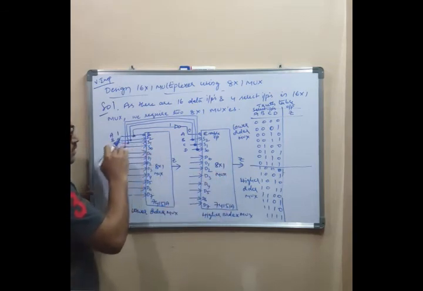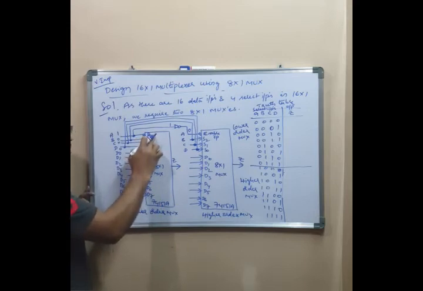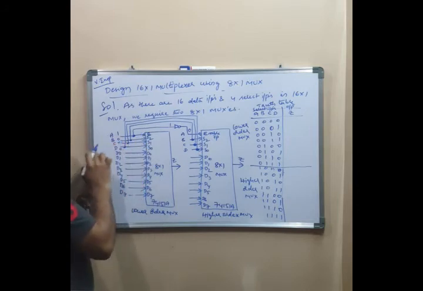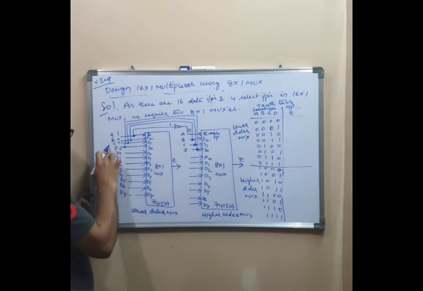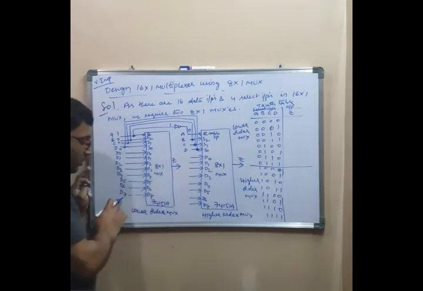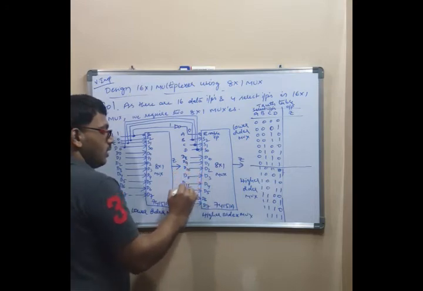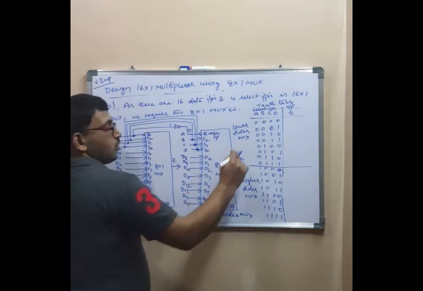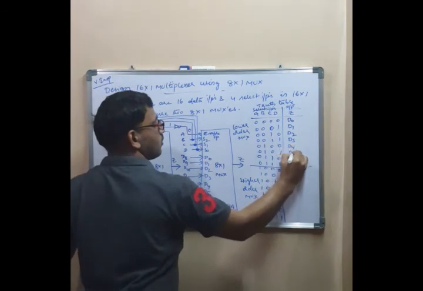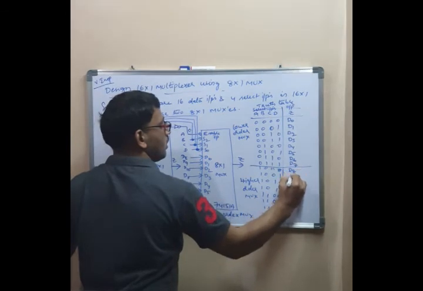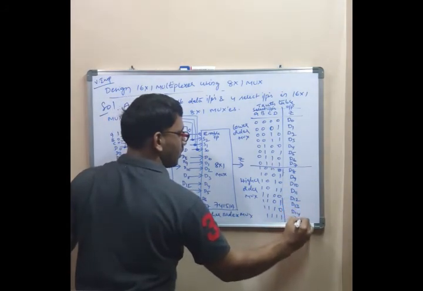So A, B, C, D, that is S2, S1, S0, are the select inputs of the lower order mux, along with the enable input. We are treating this enable input as a select input. The select inputs I am designating with A, B, C, D, and the internal designations are this one. What is the continuation after D7? D8, D9, D10, D11, D12, D13, D14, D15. So when all these inputs are 0, D0 is selected to the output, then D1, D2, D3, D4, D5, D6, D7, D8, D9, D10, D11, D12, D13, D14, D15.